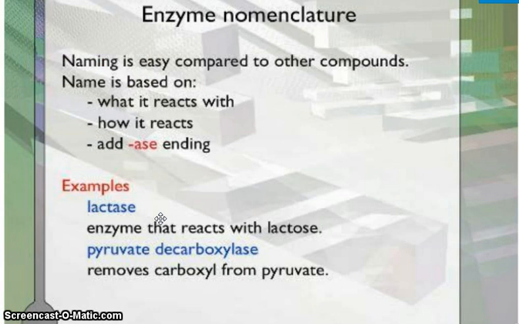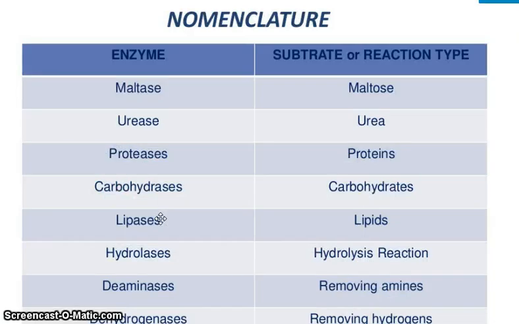Enzyme naming is easy compared to other compounds. The name is based on what it reacts with and how it reacts, and you add -ase to it. Example, lactase, the enzyme that reacts with lactose. Pyruvate carboxylase removes a carboxyl from pyruvate. Nomenclature: enzyme, substrate or reaction type. Maltase, maltose; urease, urea; proteases, proteins.